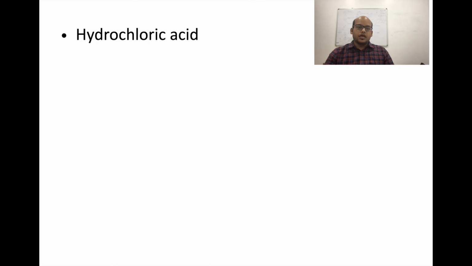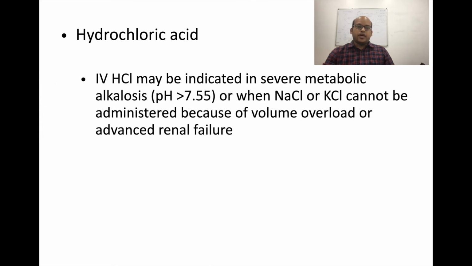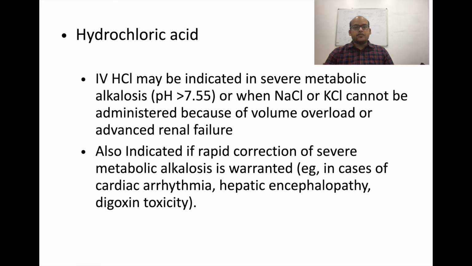Second is hydrochloric acid. The IV hydrochloric acid may be indicated in severe type of metabolic alkalosis when the pH is more than 7.55, or when the sodium chloride or potassium chloride cannot be administered because of volume overload or advanced renal failure. In that case also we use the IV hydrochloric acid. Or it is indicated if rapid correction of severe metabolic alkalosis is warranted, like in case of cardiac arrhythmia or hepatic encephalopathy or digoxin toxicity.